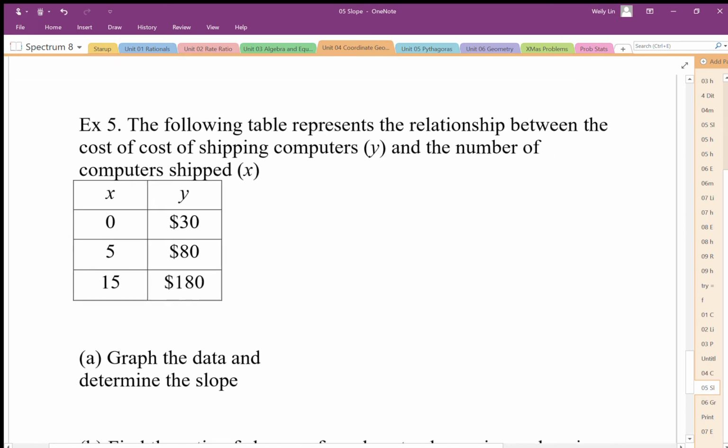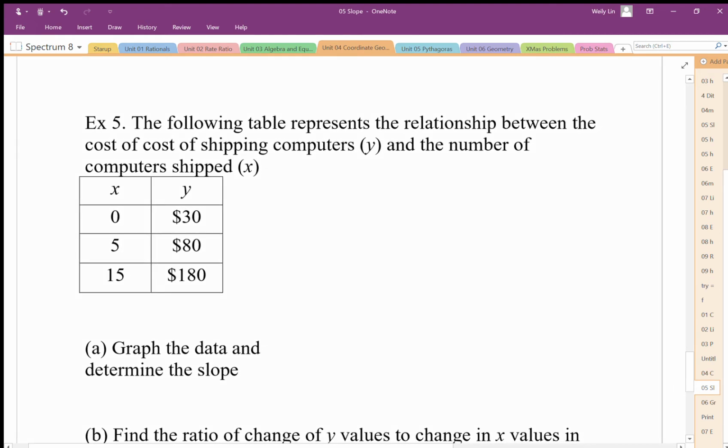So taking a look at this table of values, I'm going to just sketch a quick diagram here. I've got 0, 5, 10, 15. I start off at $30. I go all the way up to, let's say that's going to be 100, and let's say that's going to be about 180 up here. So at 0 we start at $30, at 5 we're at about 80, at 15 we're going to be at about 180, and we get a graph that kind of looks like this.